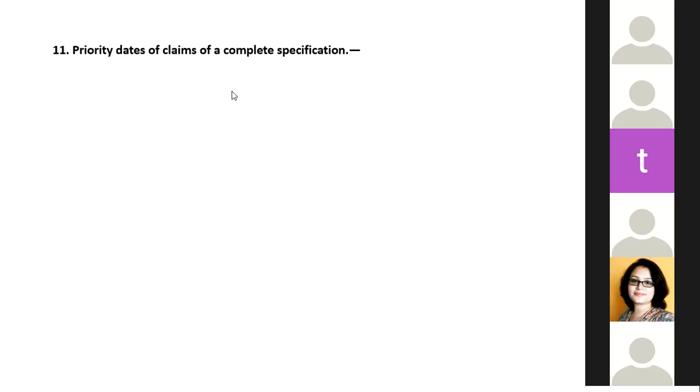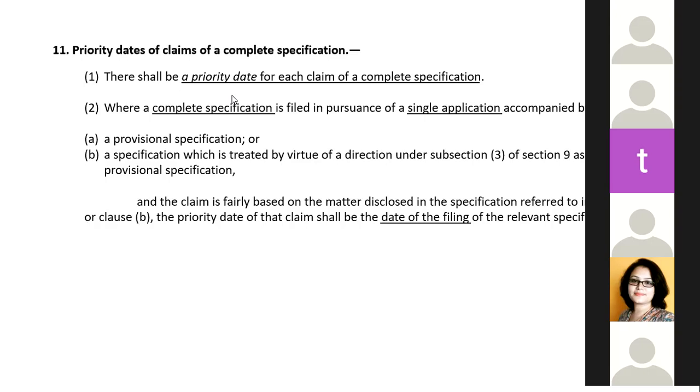Now, priority date of the claims of the complete specification. There shall be a priority date for each claim of the complete specification. Where a complete specification is filed in pursuance of a single application accompanied by a provisional specification, or a specification which is treated by virtue of a direction under subsection 3 of section 9 as a provisional specification, and the claim is fairly based on the matter disclosed in the specification referred to in clause (a) or (b), the priority date of that claim shall be the date of filing of the relevant specification.